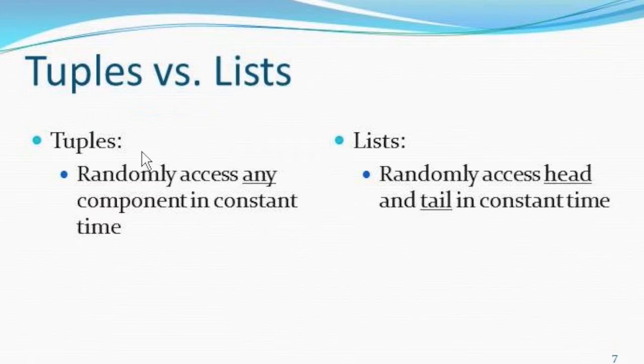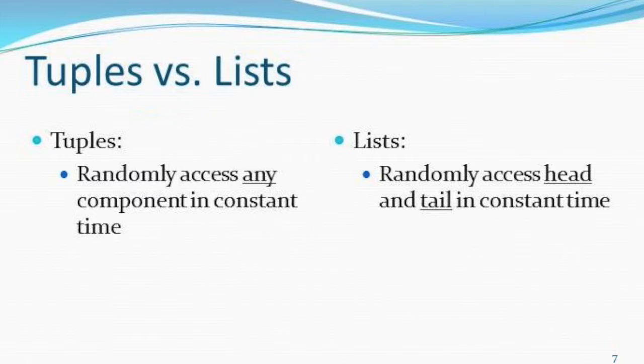So if we have a tuple, and let's suppose we have a 53 tuple, so we have a tuple with 53 locations, any location in that tuple can be accessed in constant time. So if I want to look at the 23rd item in there, I can get it in the same amount of time as I can get the 52nd, at the same amount of time I can get the 3rd, no difference. With a list, we can only randomly access the head and the tail in constant time.